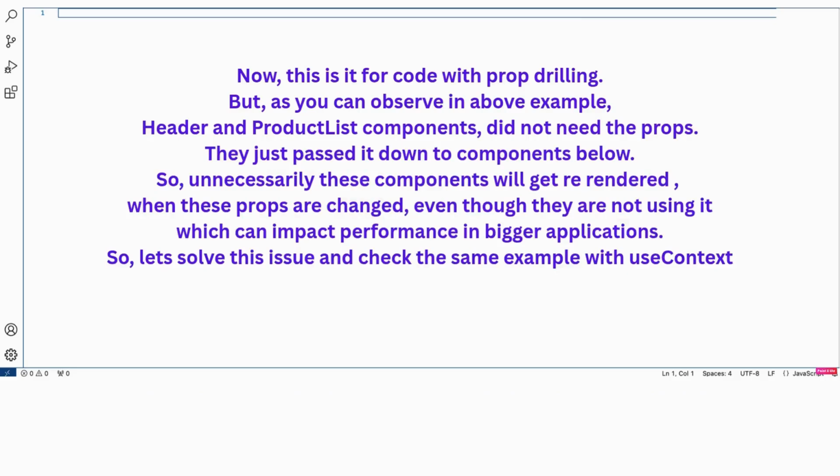But, as you can observe in above example, header and product list components did not need the props. They just passed it down to components below. So, unnecessarily these components will get re-rendered when these props are changed, even though they are not using it, which can impact performance in bigger applications. So, let's solve this issue and check the same example with useContext.